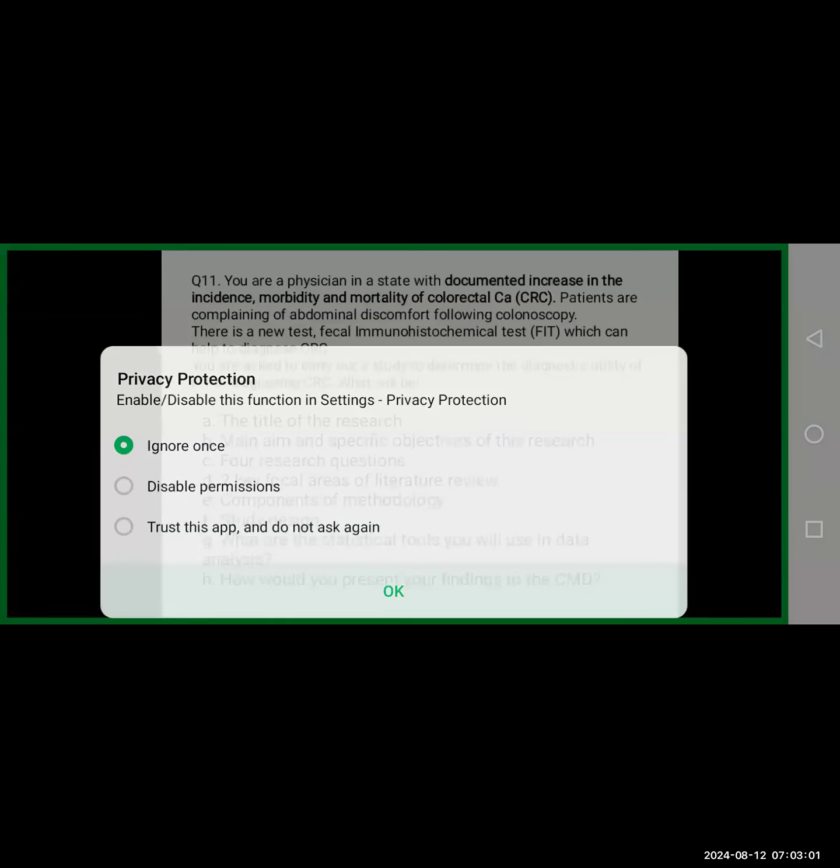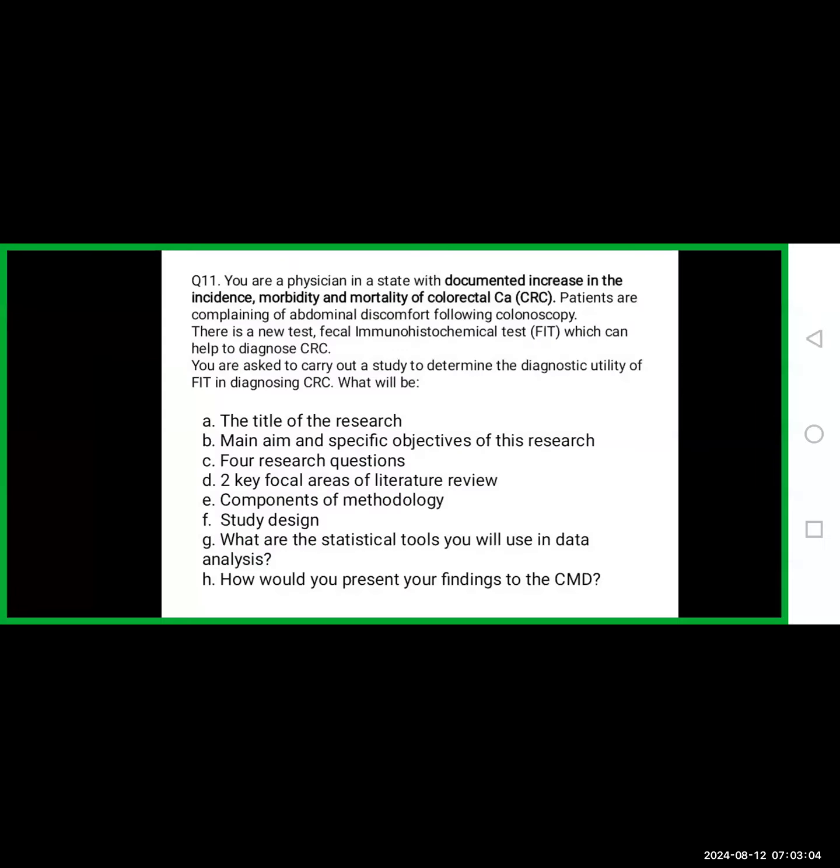You are a physician in a state with documented increase in the incidence, morbidity, and mortality of colorectal cancer. Patients are complaining of abdominal discomfort following colonoscopy. There is a new test, fecal immunohistochemical test, which can help to diagnose colorectal carcinoma. You are asked to carry out a study to determine the diagnostic utility of FIT. I'll be using FIT in subsequent description, please.